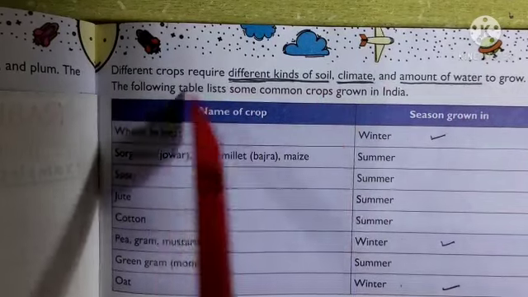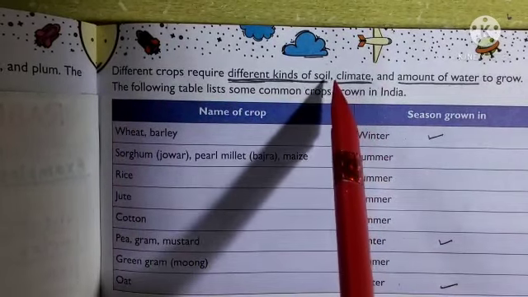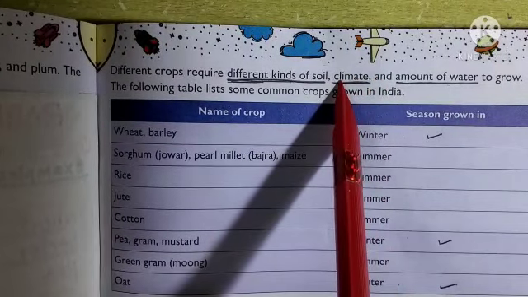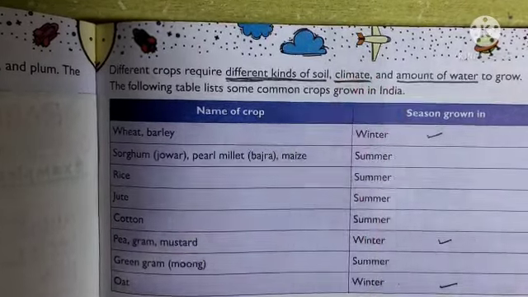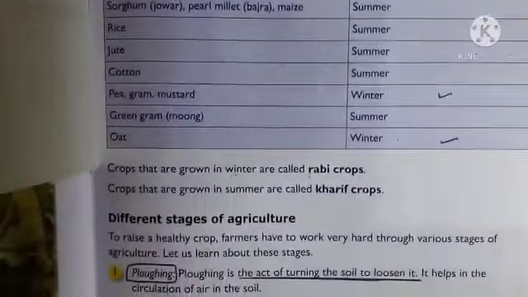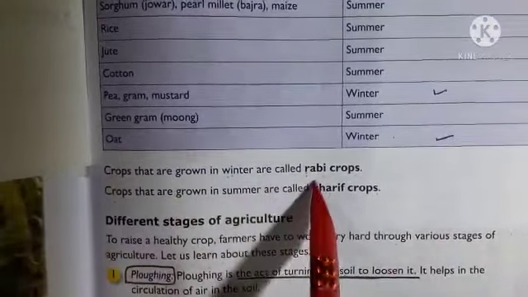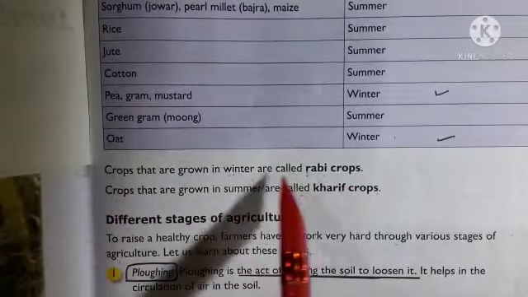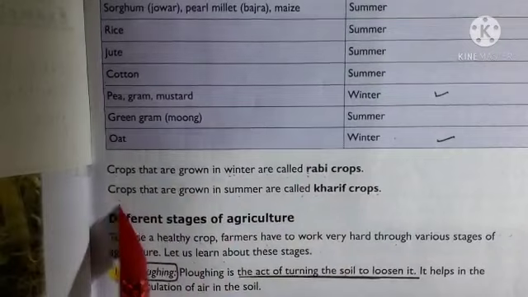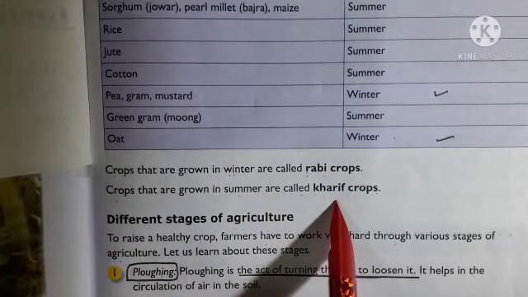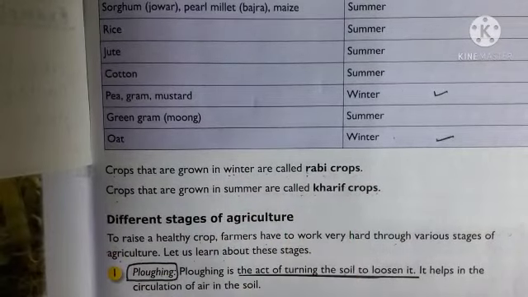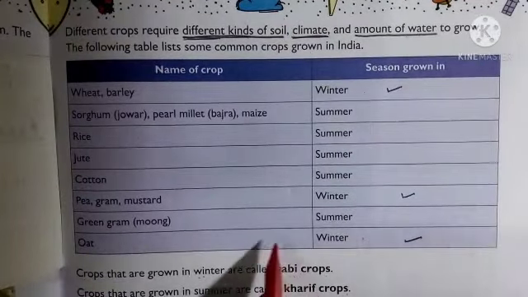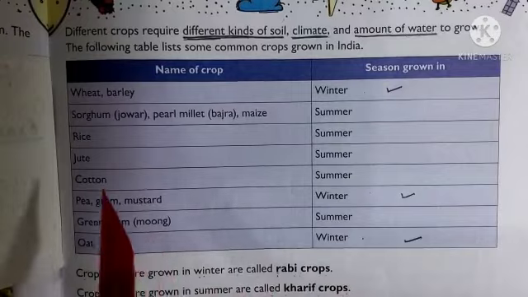So now in this paragraph, we are going to learn about two major kinds of crops grown depending upon the climate. The two major kinds of crops depending on the climate in India are Rabi crops and Kharif crops. Crops that are grown in winter are called Rabi crops. Crops that are grown in summer are called Kharif crops. So these are the two main kinds of crops we are going to learn in this paragraph. Rabi crops in winter, and Kharif crops in summer.